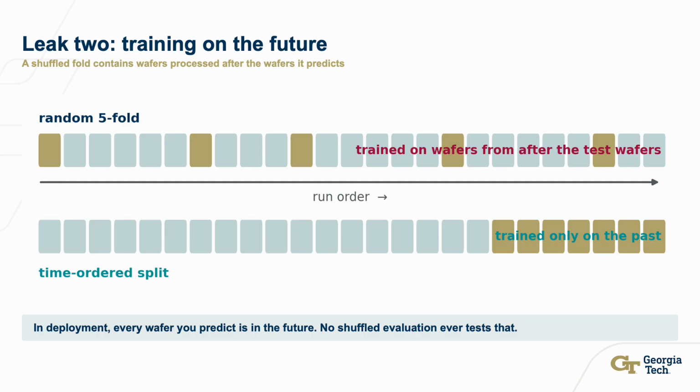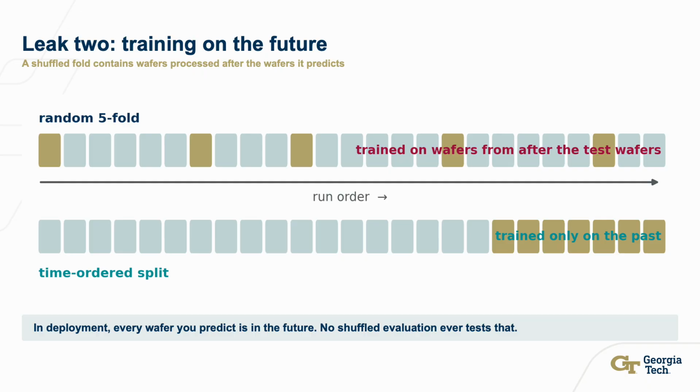Time order split instead: train on the early runs, test on the later ones. The model only ever sees the past. Why does that matter? Because a fab is not a stationary process. Chambers get cleaned, parts get replaced, recipes get edited, products change. The relationship between sensors and CD in March is not the relationship in September. A shuffled evaluation lets the model learn in September and score itself on March. That is not a capability it will have on the day it goes live.